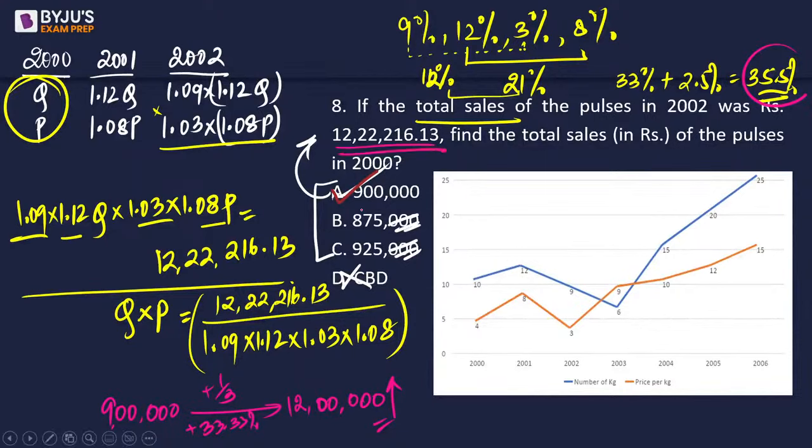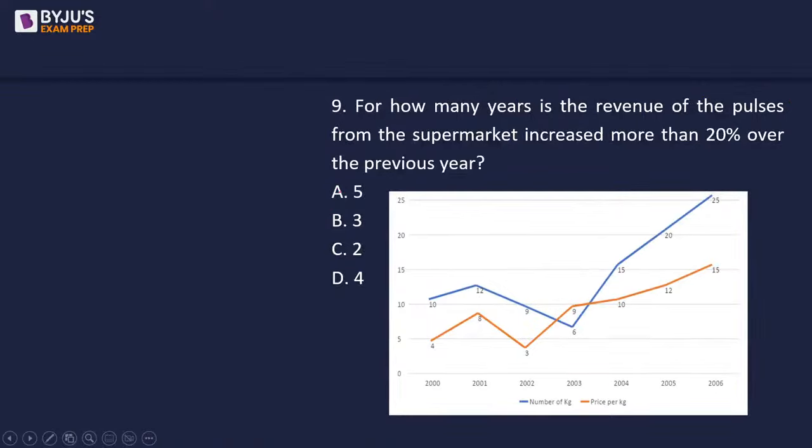925 का 33% will cross 12 lakh, 22,000. And 875 will be very, very less. So also answer हमेशा simple value होती है. So A answer होगा. Next question.